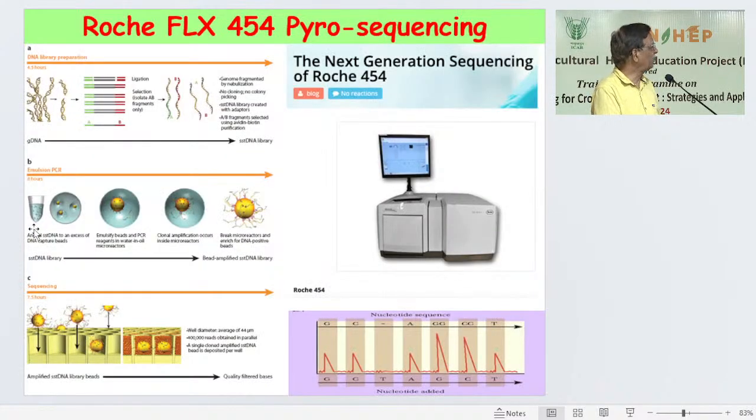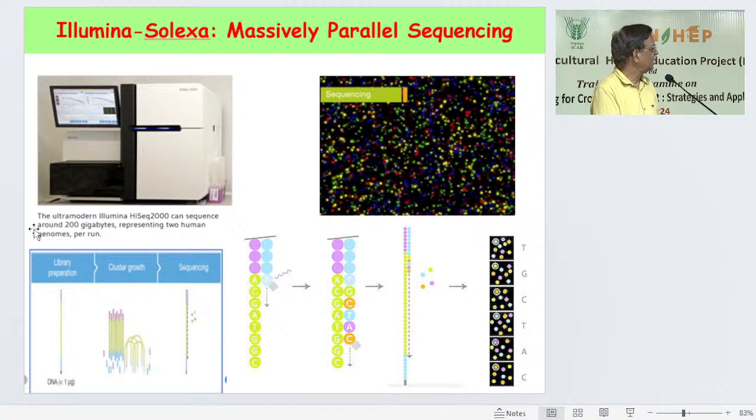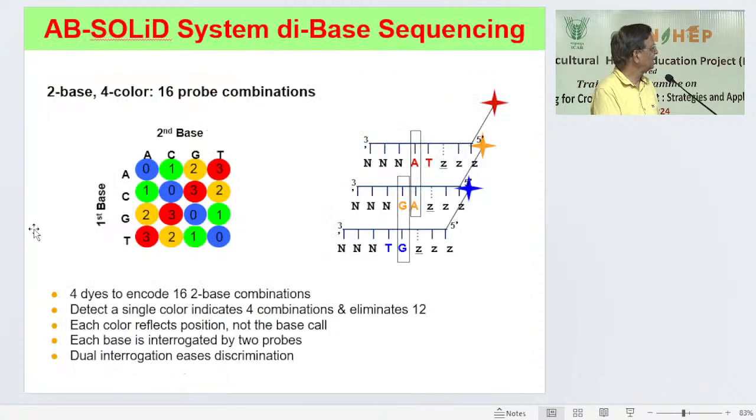One was called 454 or pyrosequencing. There is no time to go into too much detail because you don't have that much time. Then the second was the Illumina or Solexa. And the third one was SOLiD, ABI SOLiD. Their principles were different, but one thing was common in all the 3, that now we don't need to clone the DNA for sequencing.